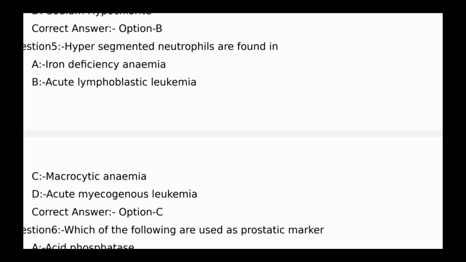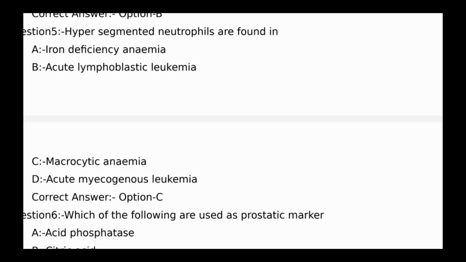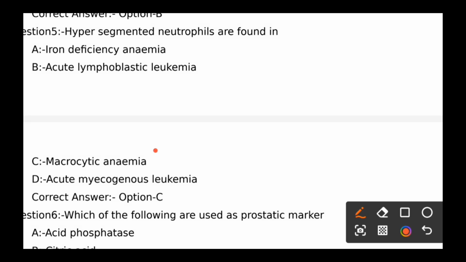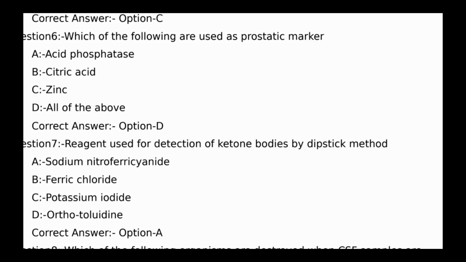Next question, hypersegmented neutrophils are found in option A iron deficiency anemia, option B acute lymphoblastic leukemia, option C macrocytic anemia, option D acute myelogenous leukemia. The right answer is option C macrocytic anemia. Hypersegmented neutrophils are found in macrocytic anemia. Next one.